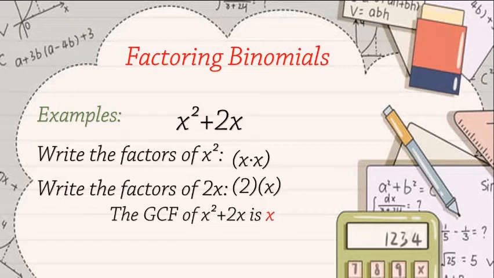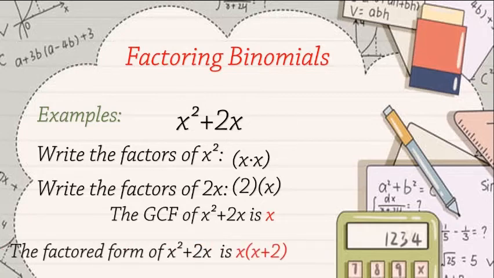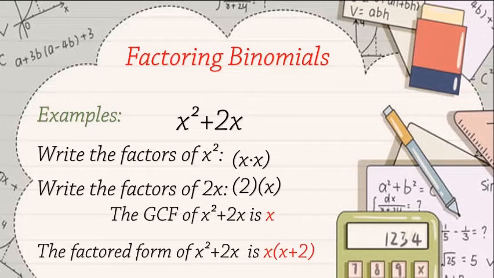But how are we going to write the factored form of this binomial? We need to take out x in this equation and write in the parentheses the remaining factors. So, the factored form of this binomial is x multiplied by the quantity of x plus 2.